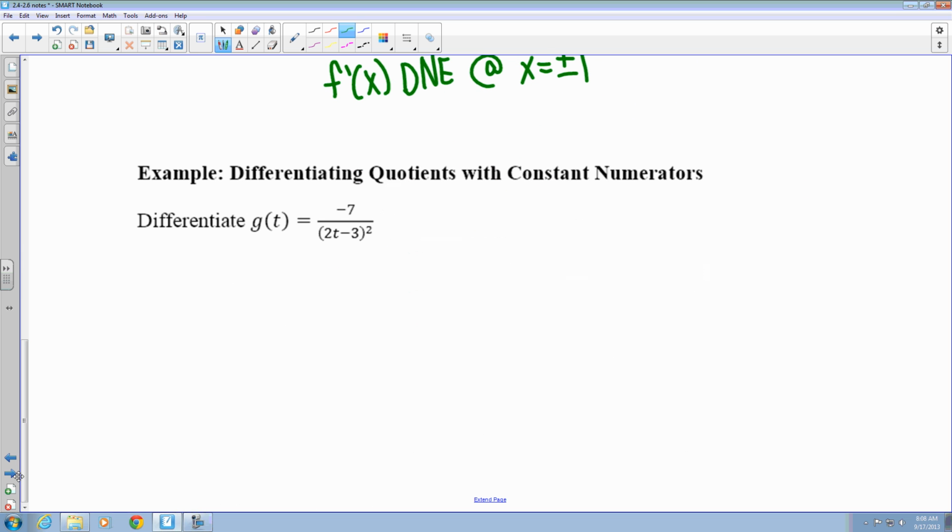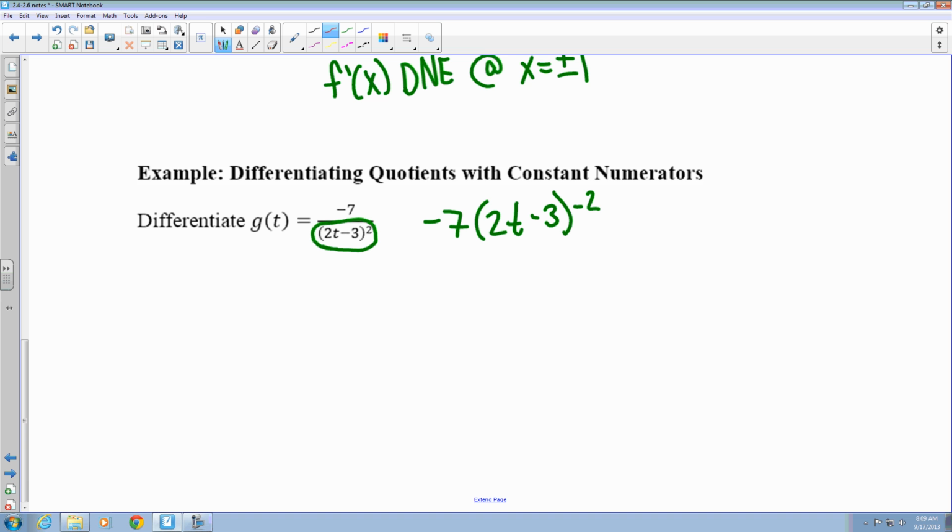Differentiating quotients with constant numerators. So that means there's a number on the top. When that happens, this looks like a quotient rule. You could certainly do the quotient rule, but it's not going to be very much fun. What I would recommend doing is recognizing that we can bring the exponent that's on the bottom to the top, make it negative. And then it's just a chain rule with a number on the outside.